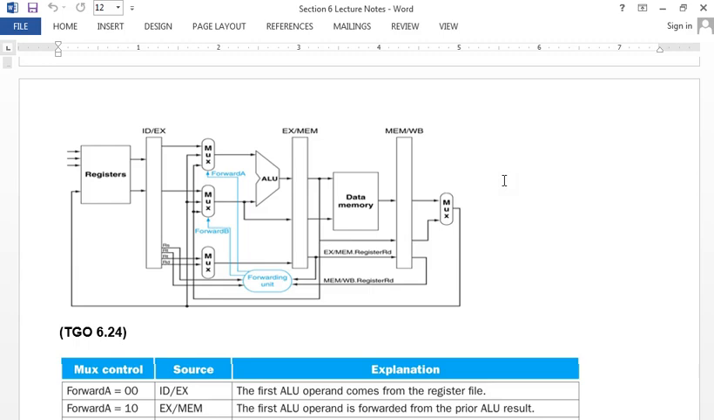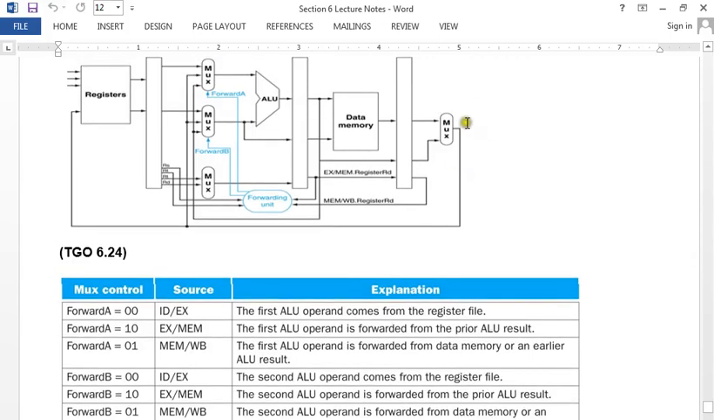The forwarding unit is then going to put this control signal. So let's say that the result is actually going to overwrite. We want that to be our second input, right? So we want Forward B to be activated, and we want that to be mem write-back. So that's control signal 0 1.